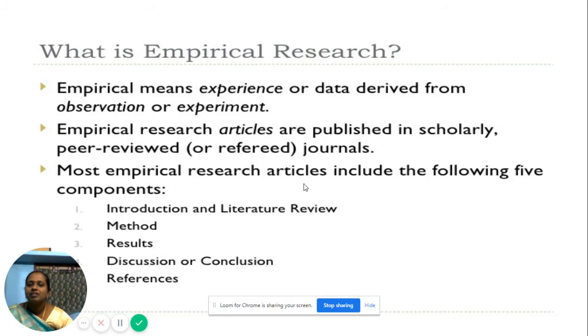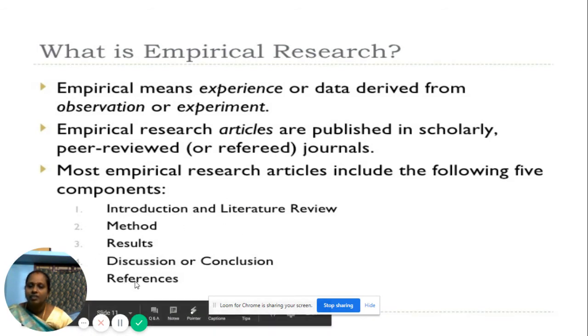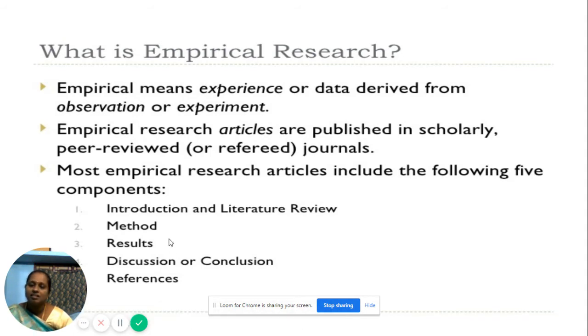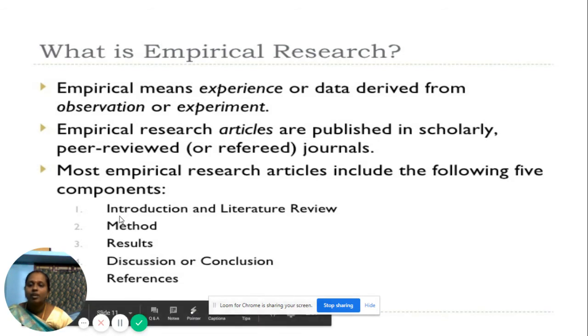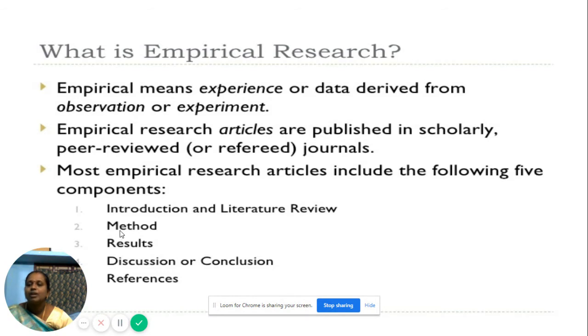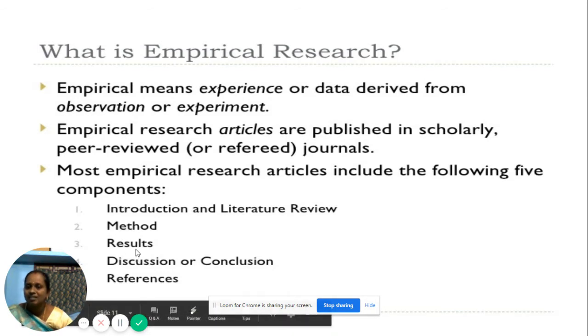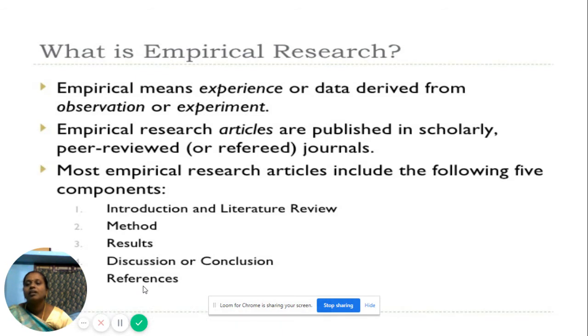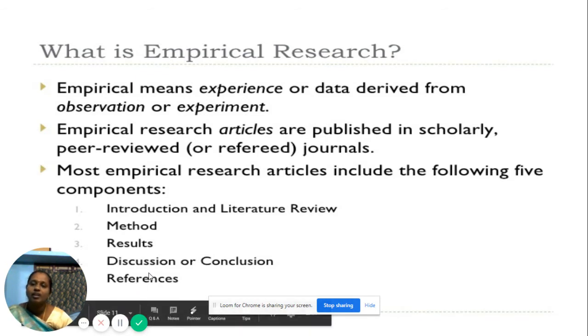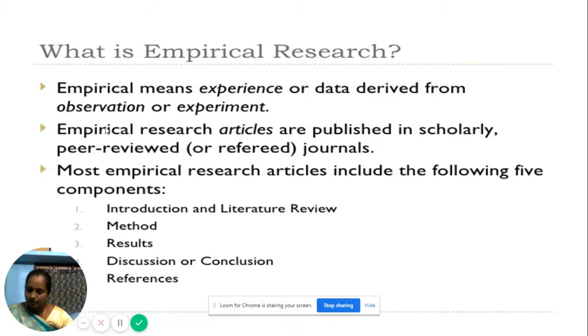Most empirical research articles may have five components: introduction, method, result, discussion, and conclusion, and references. If you are writing or publishing articles, these are very important. You have to give an introduction, what methodology was used, what you found out, the result, the conclusion, and the books you referred to for writing your article. These are the important components of empirical research.